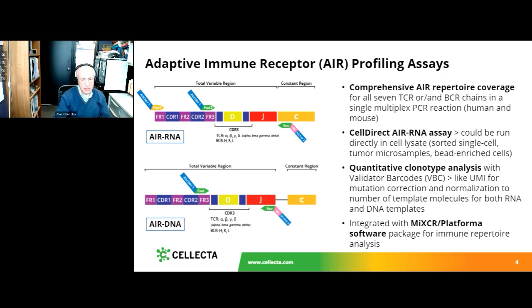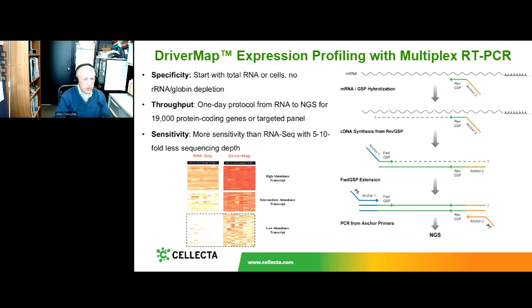And data analysis are integrated with the IMXR platform software package, which is the dominating platform right now for immune repertoire profiling. In terms of protocol, here's the illustration of another assay that we developed. It's genome-wide expression profiling for 19,000 protein coding genes, and here the number of primers is significantly higher.